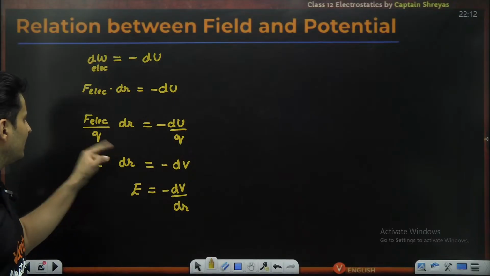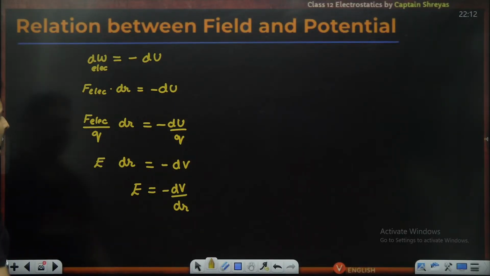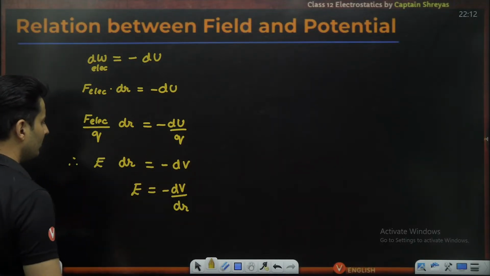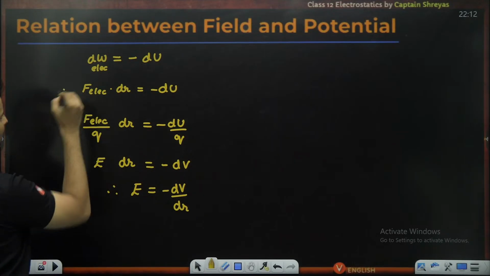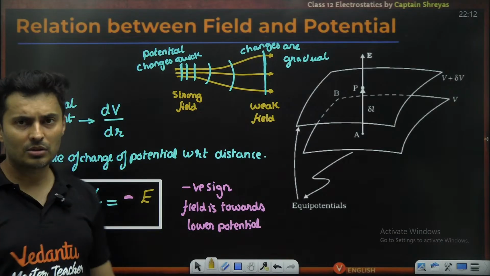Very, very easy. Both sides I have divided by the charge. So force by charge is field, energy by charge is potential. That's the only thing. That's how you get the answer. Is this absolutely clear, my dear students?